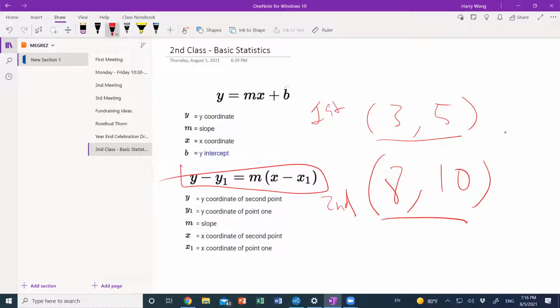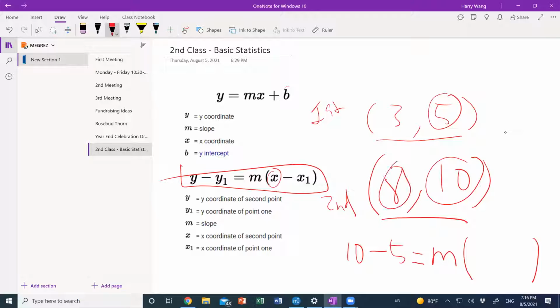So the y-coordinate of the second point, which is 10 here, minus the y-coordinate of point 1, which is 5, equals m. Don't try to solve for m just yet. Finish putting in what you know. Equals the slope m times the x-coordinate of point 2, which is 8, minus the x-coordinate of point 1, which is 3.